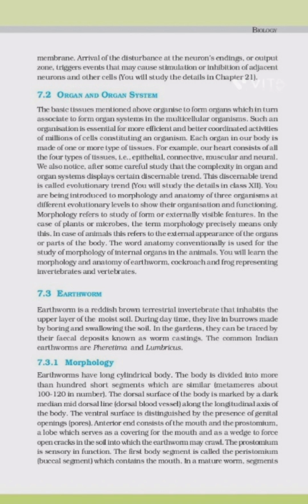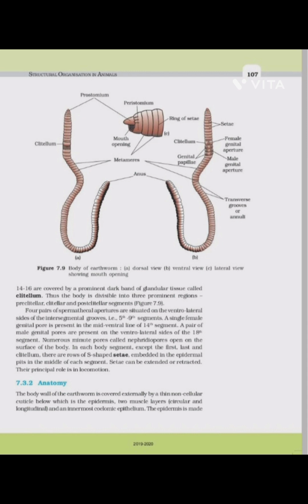The first body segment is called the peristomium, buccal segment, which contains the mouth. In a mature worm, segments 14 to 16 are covered by a prominent dark band of glandular tissue called the clitellum. Thus, the body is divisible into three prominent regions: preclitellar, clitellar, and postclitellar segments. Four pairs of spermathecal apertures are situated on the ventrolateral sides of the intersegmental grooves, that is, the 5th to 9th segments. A single female genital pore is present in the mid-ventral line of the 14th segment. A pair of male genital pores are present on the ventrolateral sides of the 18th segment.